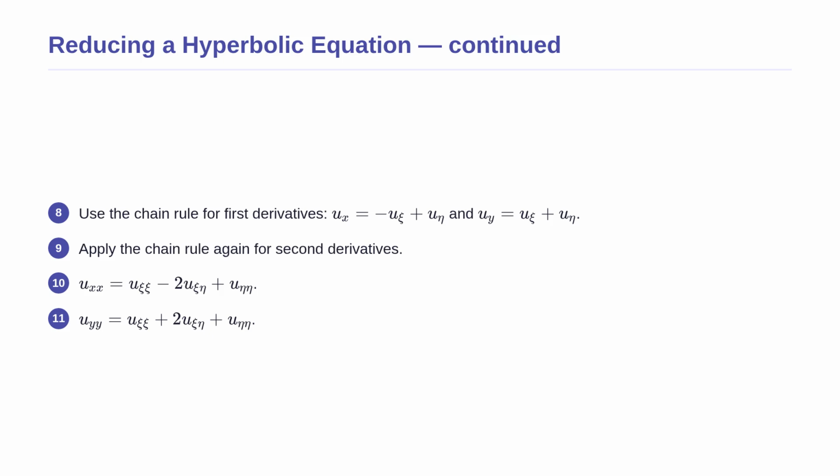Now comes the transformation phase. We must rewrite our original derivatives in terms of our new variables, psi and eta. We use the multivariable chain rule to find the first derivatives, u sub x and u sub y. But our original equation contains second derivatives, so we must apply the chain rule a second time. This gives us the expanded forms for u sub xx and u sub yy in our brand new coordinate system.